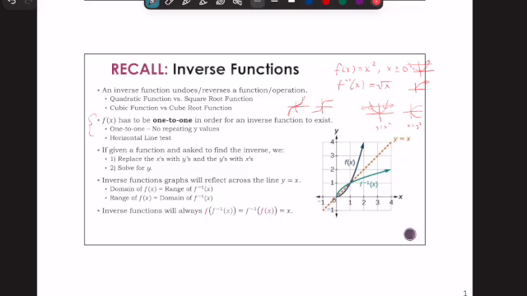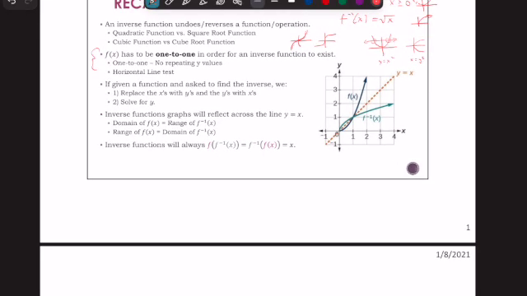So that's kind of what this part's talking about. If a given function asks to find the inverse, well, yes, we already know how to do this part. And remember, the domain of f is the range of f inverse, and the range of f is the domain of f inverse. And as always, if you do the composite function where you plug f inverse into f or f into f inverse, you should always get out x, which is the line of symmetry that they are flipped over.